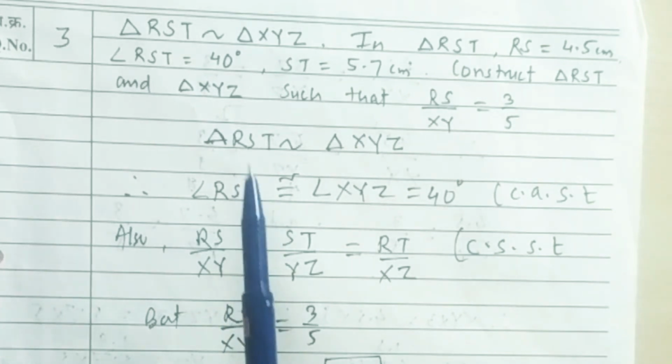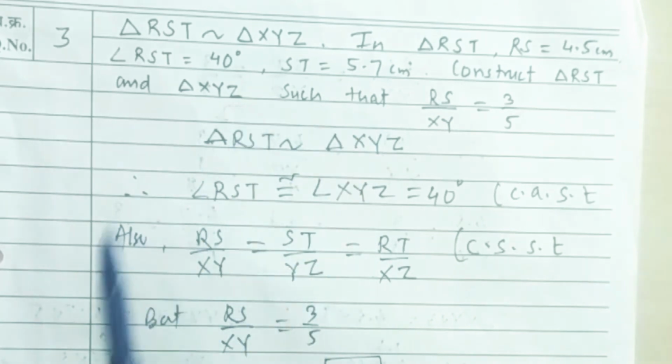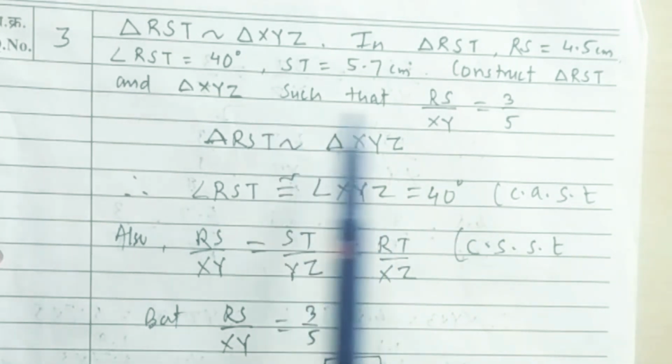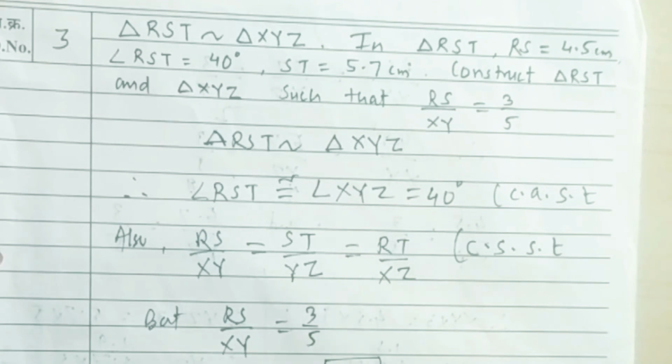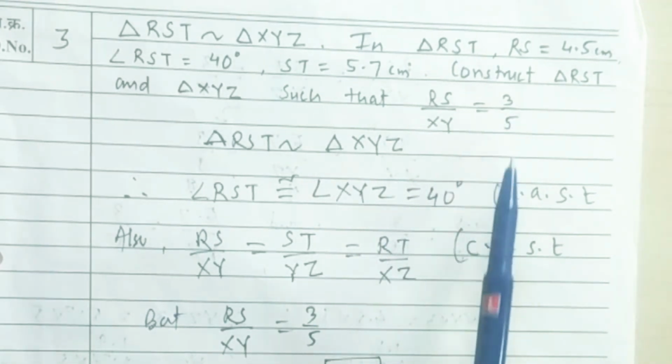Also, the corresponding sides of similar triangles are in proportion. So RS upon XY is equal to ST upon YZ is equal to RT upon XZ. That is, corresponding sides of similar triangles. But RS upon XY is given as 3 upon 5.